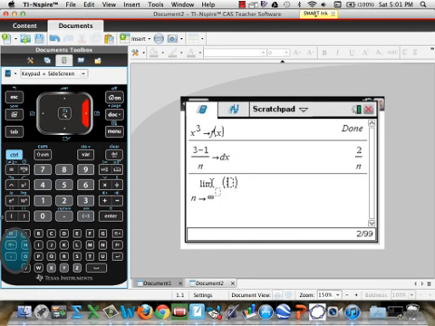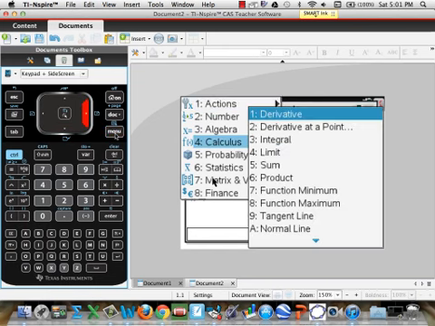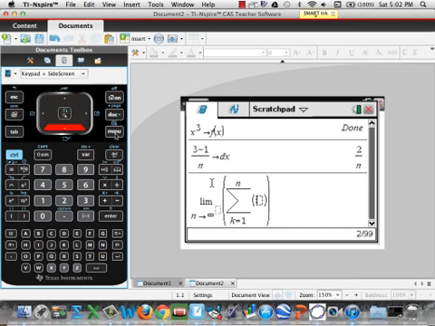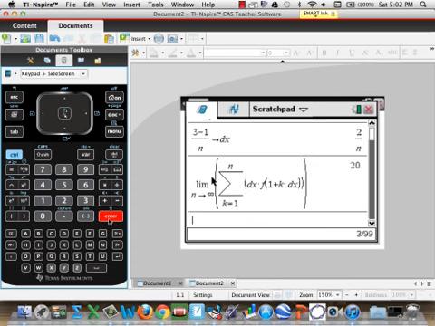And now inside the limit goes the sigma. K starts at 1, goes to n. And we want to do what? Delta x times f of 1 plus k times delta x. We'll do control equals, and we get 20 as an answer.